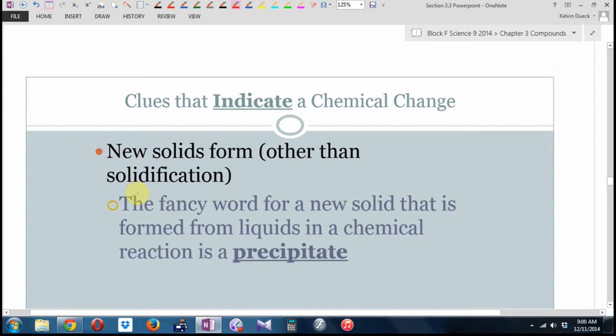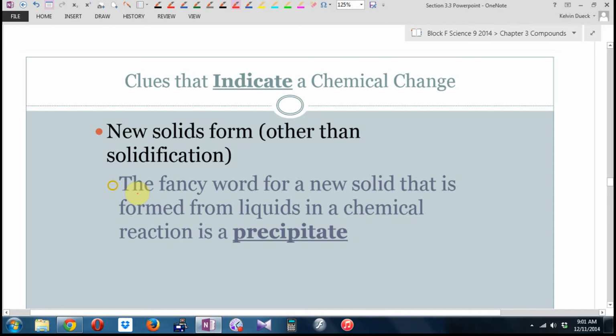Here are some clues that indicate a chemical change. So I told you, Mitra, the basic question: was something new produced? How do you know if something new is produced? Stuff we look for in science. Sometimes new solids form other than solidification. So we're not talking about freezing water, but I've mixed two liquids together and all of a sudden there's a solid that's forming at the bottom of the beaker. That's probably a chemical change.